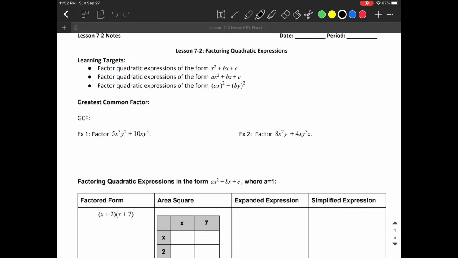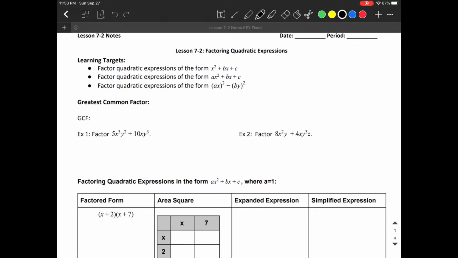In lesson 7-2, we're going to talk about factoring quadratic expressions. So here are the 3 different forms of quadratic expressions we're going to talk about. And there's 3 different ways to factor those 3 different forms. But before we talk about those different forms and factoring them, we're going to talk about greatest common factor, because that's the thing that we're going to do before we do anything else.